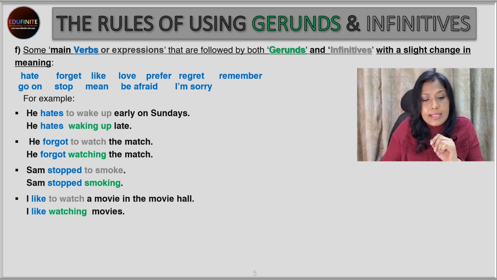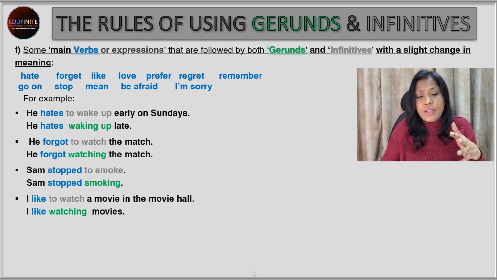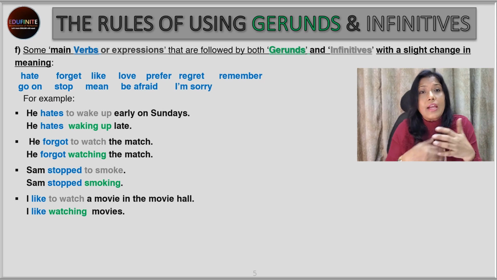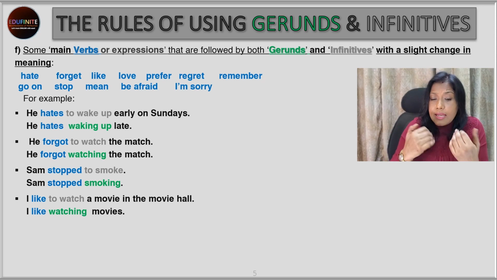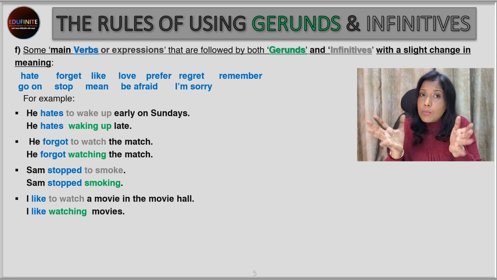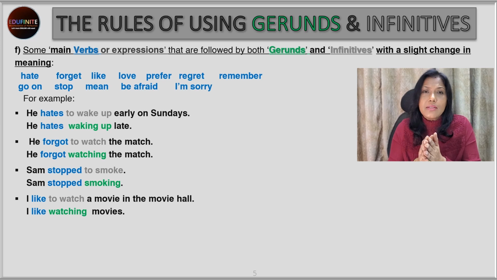Well, in the next sentence, I like to watch a movie in the movie hall. And I like watching movies. Here, I like to watch a movie. That means here we are particularizing that when I want to watch a movie, I like going to a movie hall. And in the next sentence, when I say I like watching movies, that means I am telling about movies as a whole. Like, I enjoy watching movies. The act of watching movies is quite pleasurable. I like it. It gives me happiness.